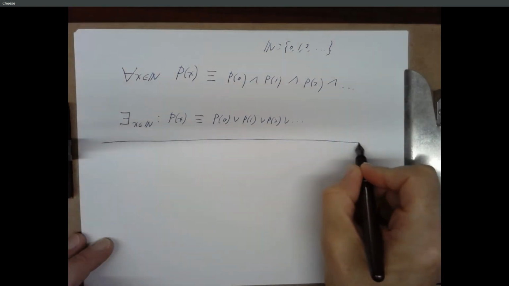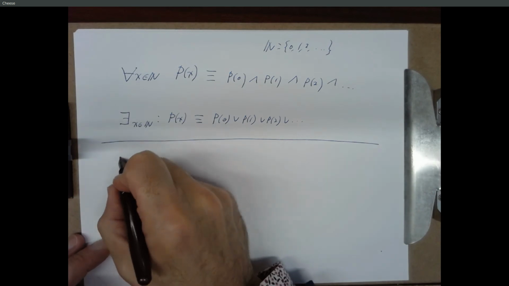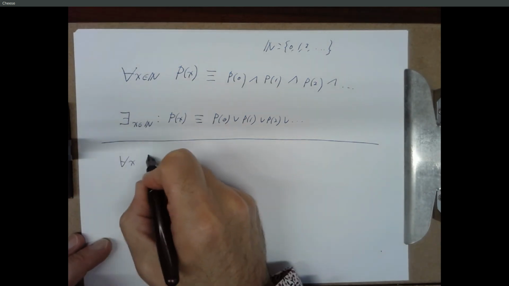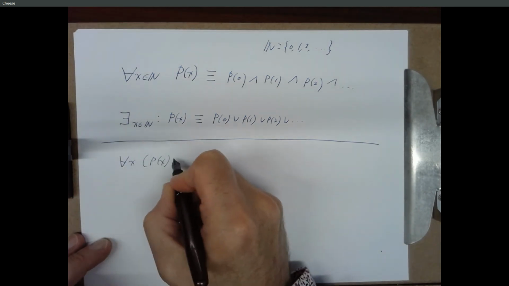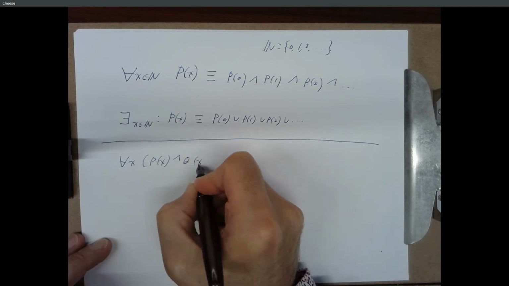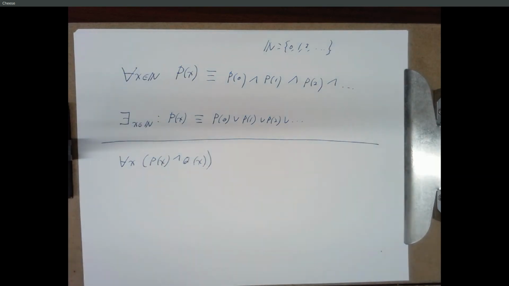All right, still with me? So suppose we have two propositional families, P of x and Q of x, and we claim for all x, P of x and Q of x is true. So pick any x, we claim that the conjunction of P of x with Q of x is true.